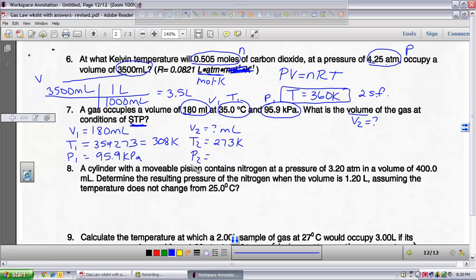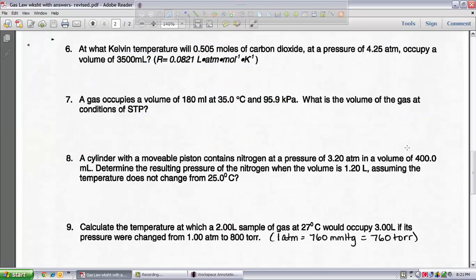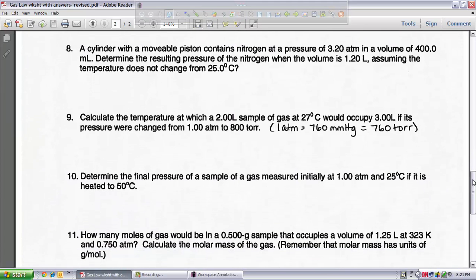Your standard pressure on your star chart is 1 atmosphere, but we don't have atmospheres. It's also 101.325 kilopascals, which you don't even need all this stuff anyway. You just need the 101. So our kilopascals will cancel, our Kelvin will cancel, and so we'll get a volume that's in milliliters. So we're going to use the combined gas law. Okay, we're going to get a volume of 150 milliliters. All right, let's look at the next one.